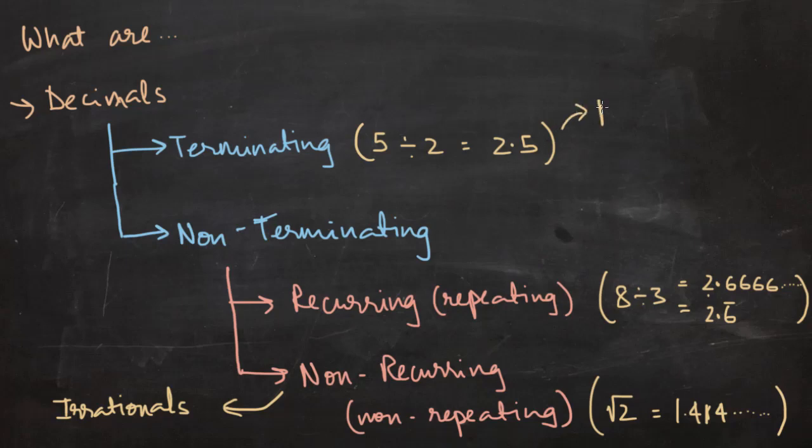And as you would expect, your terminating number would be a rational number, because this can be expressed in the form of a fraction, which was 5 by 2, right? P by Q. Same thing over here. This number could be approximated by 8 by 3, right? Anyhow, so this was about the different types of decimals. I hope this has cleared a few of your doubts that you had from your class 9.